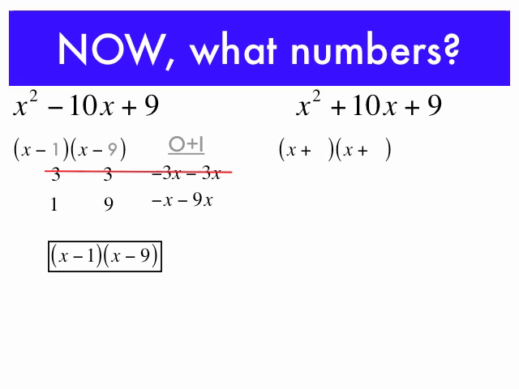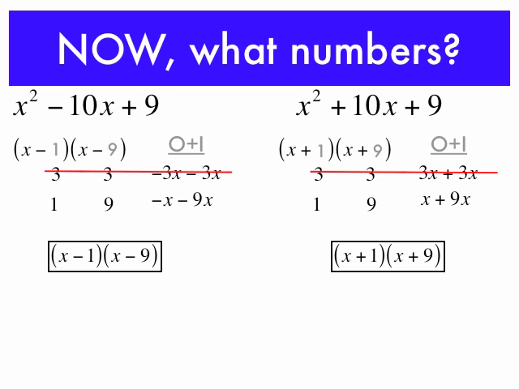Okay, for each one of these, please pause, try it on your own, and then come back and see me do it. Okay, again, I have 2 positives. So my choices are 3 and 3 and 1 and 9 again. If I put in 3 and 3, I get 3x plus 3x. The outside and the inside give me the 3x plus the 3x. Gives me 6x, not what I'm going for. Try 1 and 9, and again it gives me the 10x that I want. So that gives me x plus 1 times x plus 9.